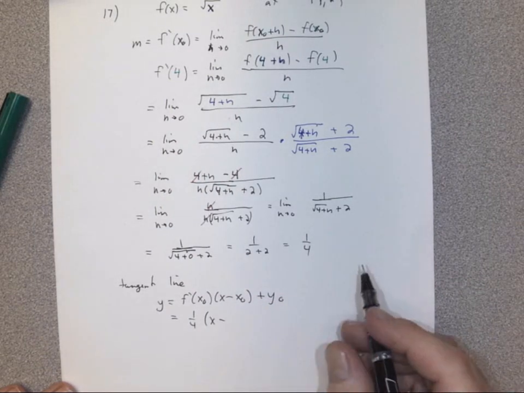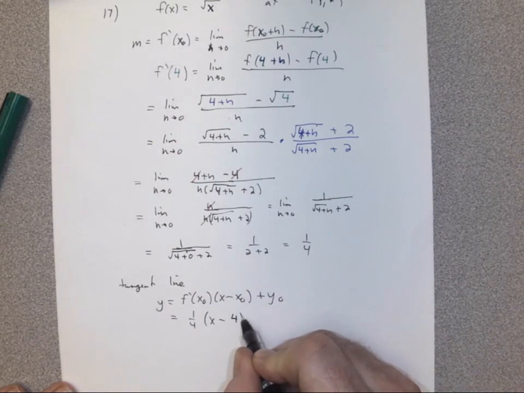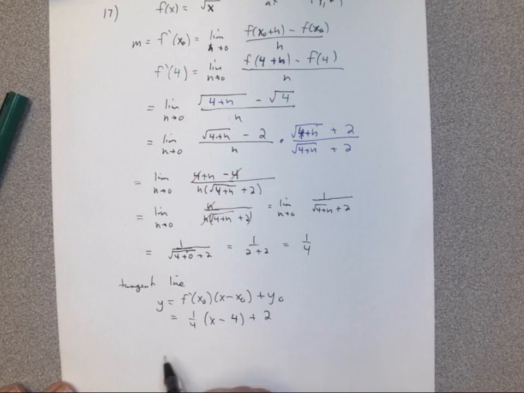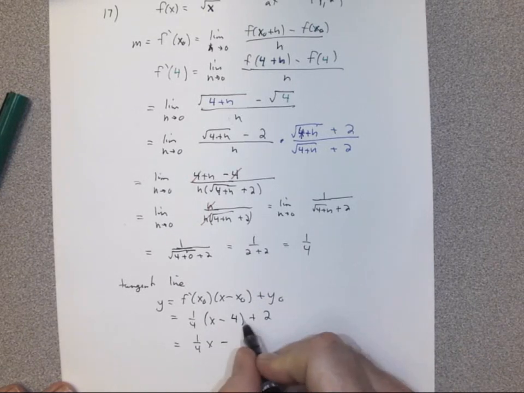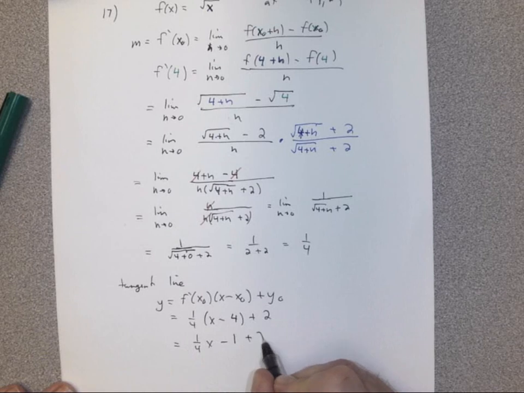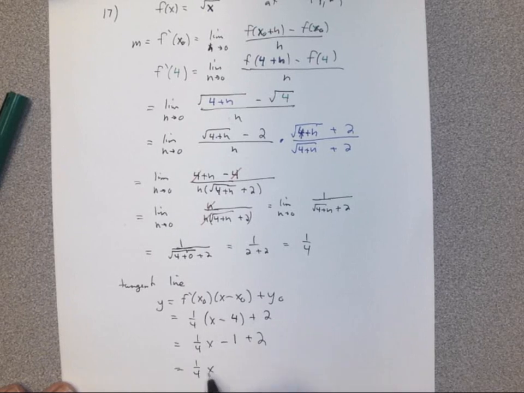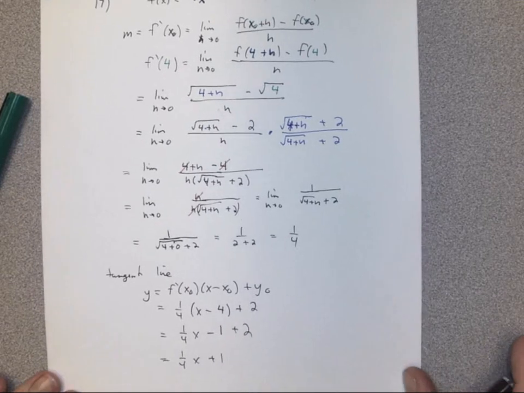x minus, what's x naught? 4, plus y naught, which is 2. And then we just multiply. 1/4 times x minus 1/4 times 4 is 1, plus 2. So this is 1/4 x plus 1.